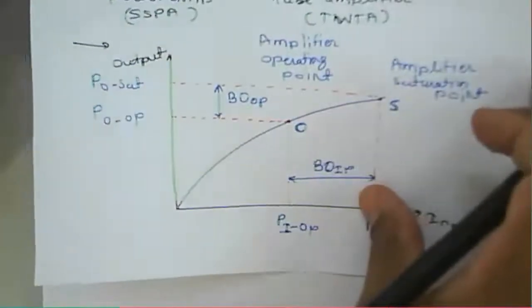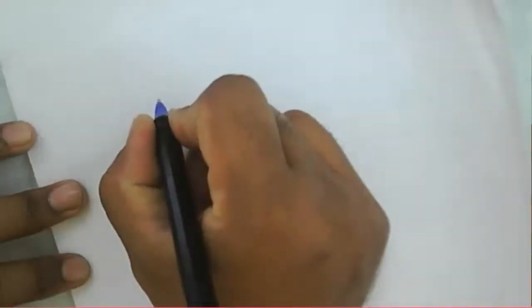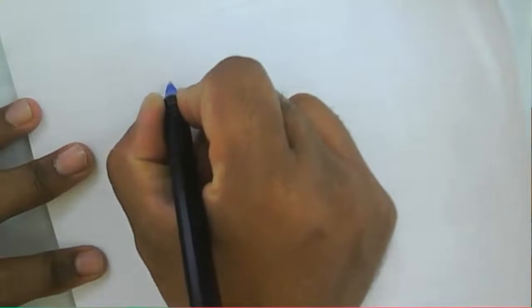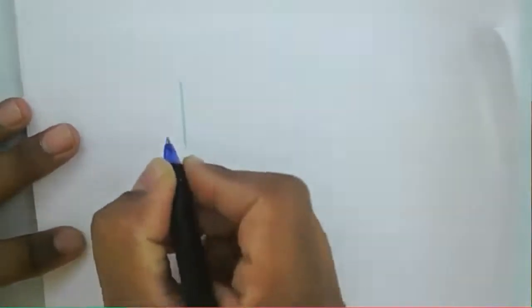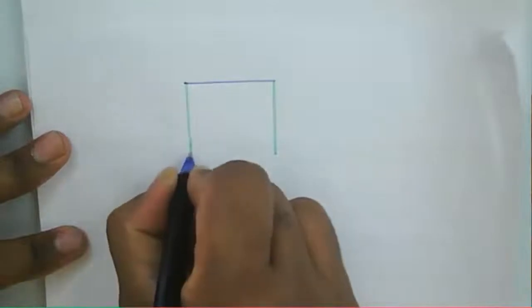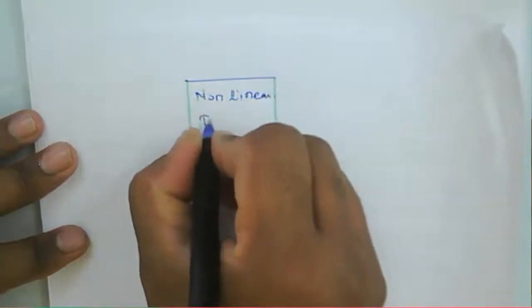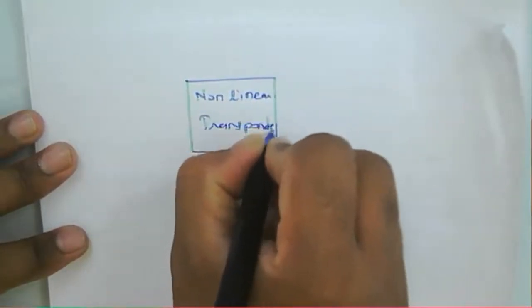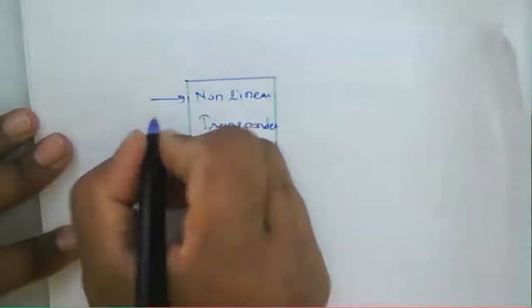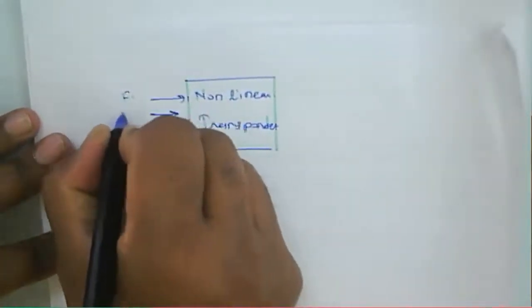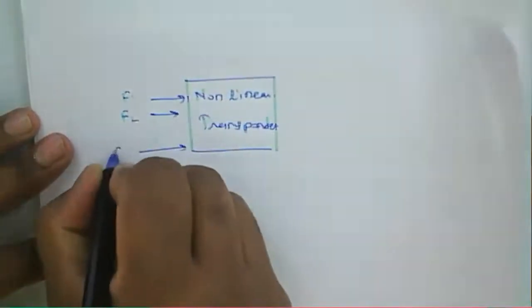So means how it generated there. Means if you consider that, some particular transponder, we have a nonlinear transponder. If you consider here, this is nothing but a nonlinear transponder. And for this transponder, we have F1, F2, up to Fn.